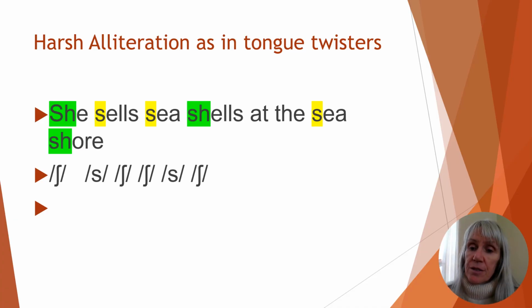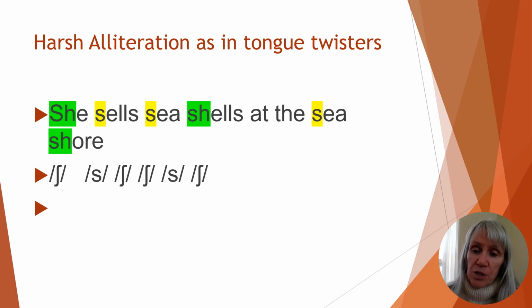But we can also have something called harsh alliteration, which is a harsh repetition of those onsets. Again, in alliteration, we're talking about the onsets, the consonant sounds that come at the beginning of a short one-syllable word or word part. So let's listen to some harsh alliteration.